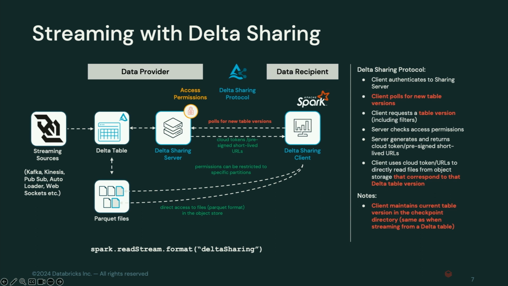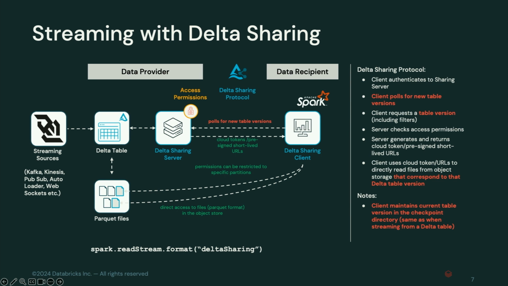So assuming it's got the access permissions, it then passes just the URLs of the files which are in that version. So it's going to be quite a small list. So if when you wrote to that Delta table, you wrote 5 new files, the pre-signed short-lived URLs will be generated for those 5 files, and that will be passed to the client. So it's just downloading the data for that Delta table version as it's changed.